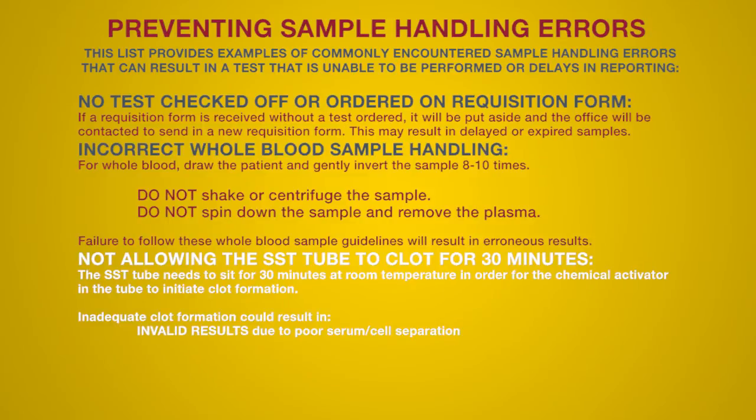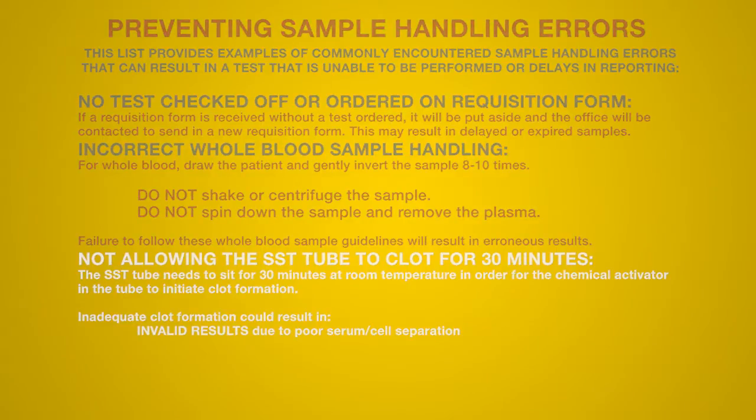Not allowing the SST tube to clot for 30 minutes. The SST tube needs to sit for 30 minutes at room temperature in order for the chemical activator in the tube to initiate clot formation. Inadequate clot formation could result in invalid results due to poor serum cell separation.